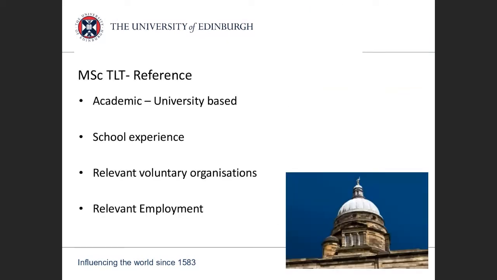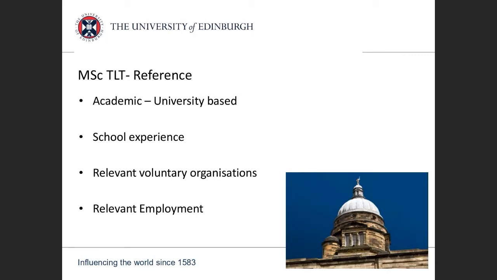So in terms of the reference, we do only require one reference. We do prefer if you can provide two, an academic reference and a work experience reference from your time working with children. But we do, again, appreciate that's not always possible.